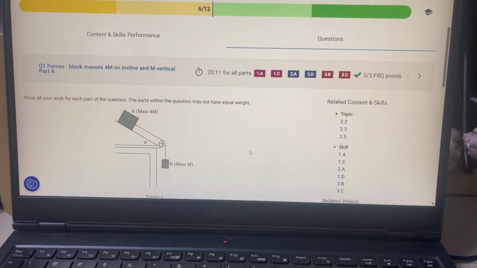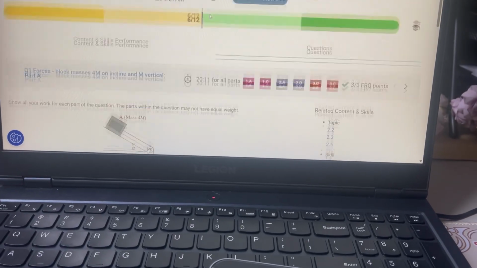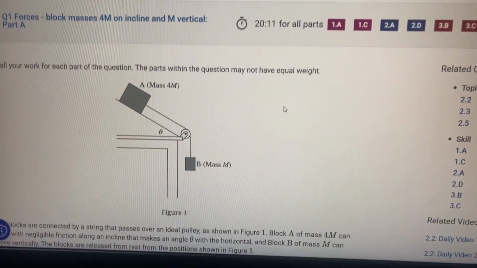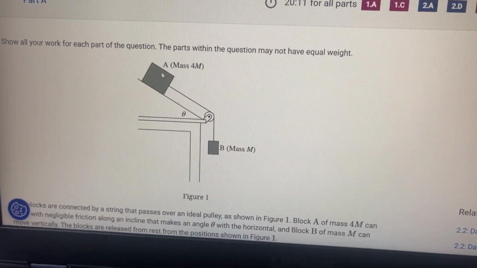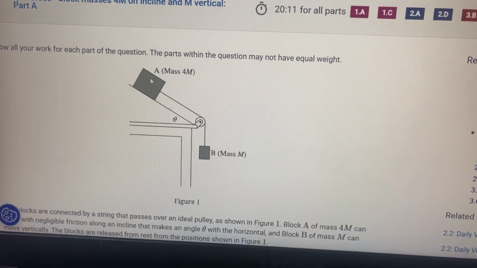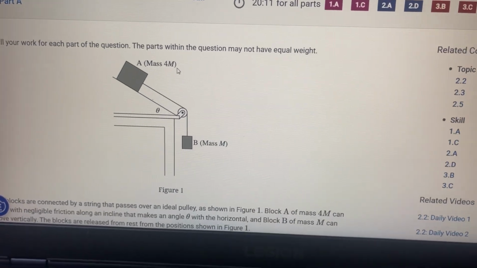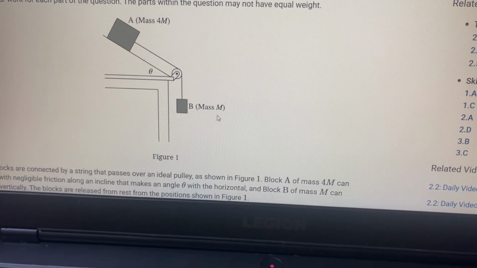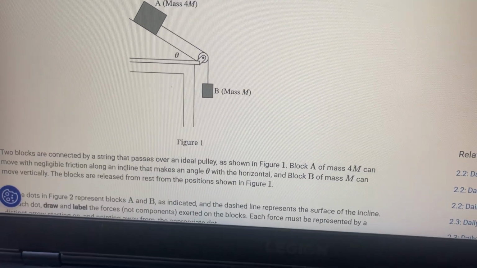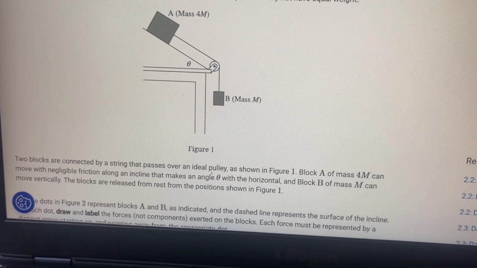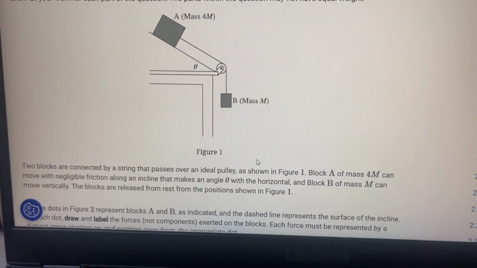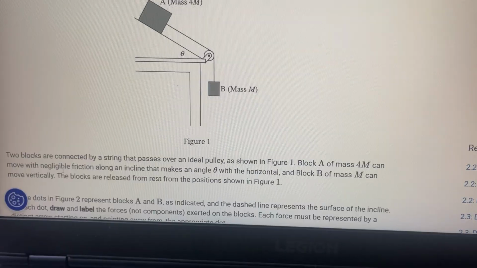Okay, so this is my Unit 2 Mastery project for FRQ 2. So, here's the situation. There is Block A with a mass of 4M, and Block B with a mass of just M. And they tell us that it's an ideal pulley, so the pulley is not gonna affect anything in the problem, and no friction.